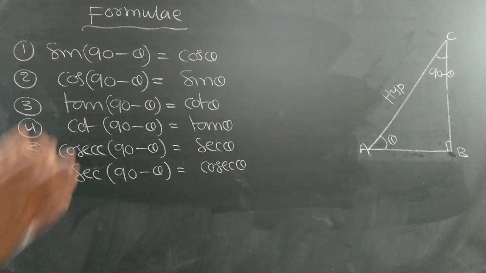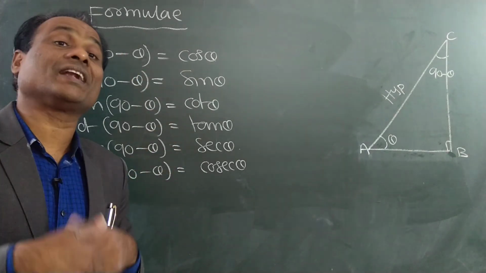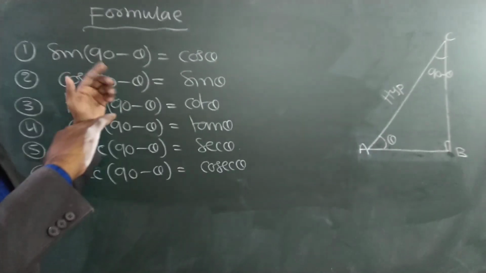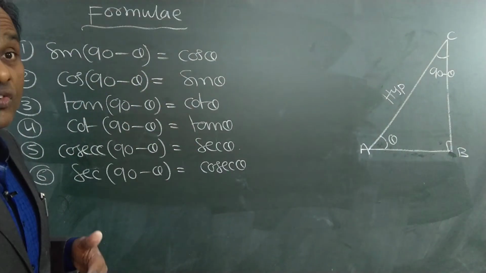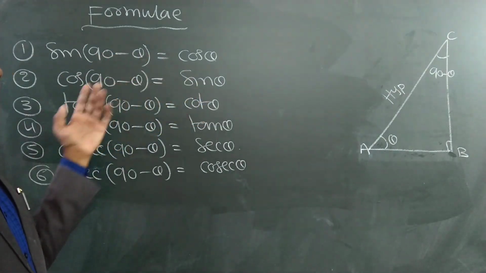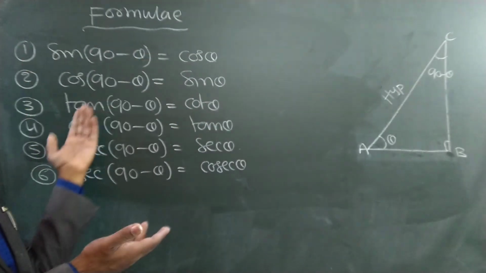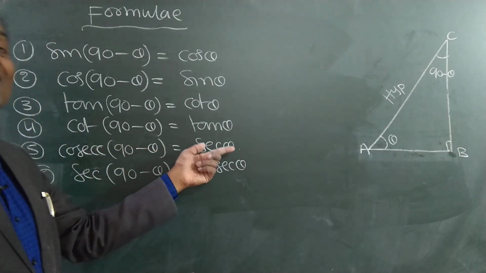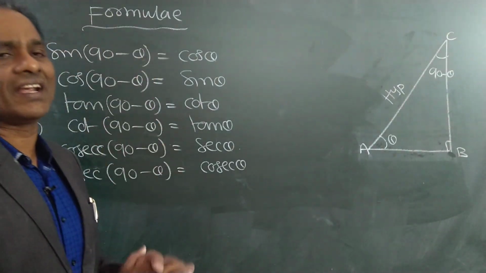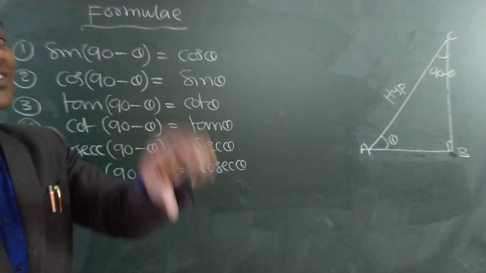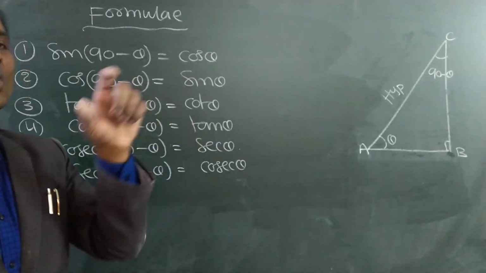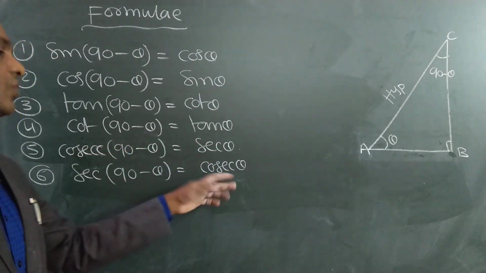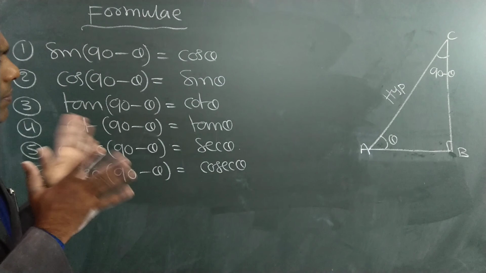Another thing is, I derived all the formulas and explained how each formula came. I derived it, and it is easy to remember. Sine changes to cosine. Cosine changes to sine. Tangent changes to cotangent. Cotangent changes to tangent. Cosecant changes to secant. Secant changes to cosecant. Co gives us CO. Sine to cosine, cosine to sine. Tangent to cotangent, cotangent to tangent. Cosecant to secant, secant to cosecant. Like that, easy to remember. So remember these formulas, students.